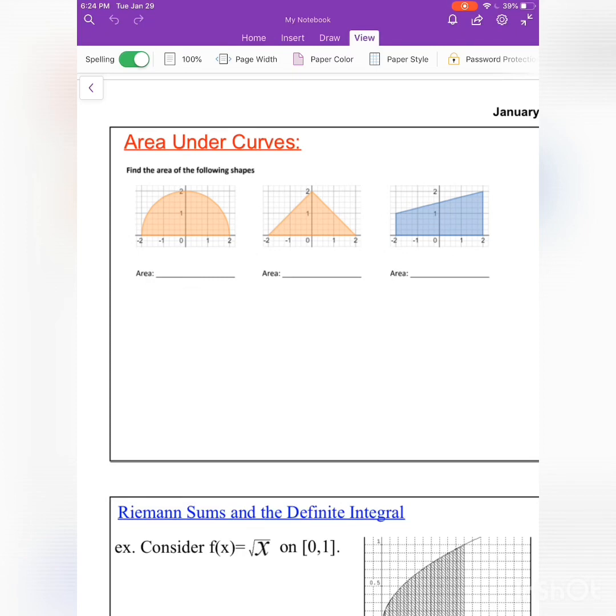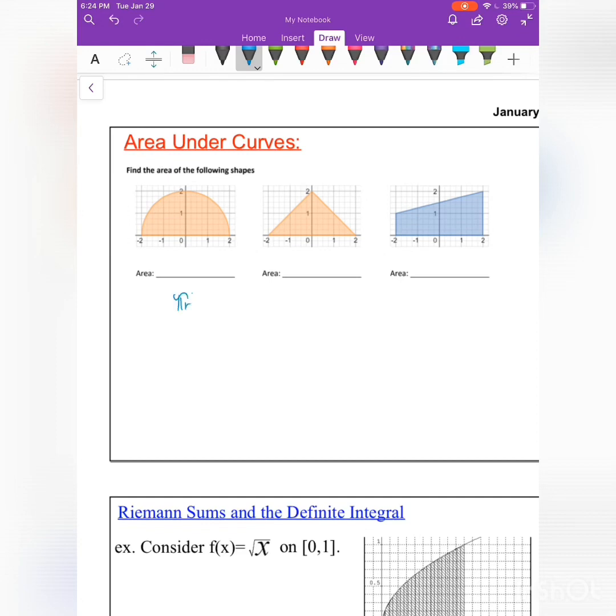So these first three examples that you see here, I can guess that you guys probably have an idea how to find area underneath these curves. You can use geometric shapes to find area underneath the curve. So the very first one is pretty easy.